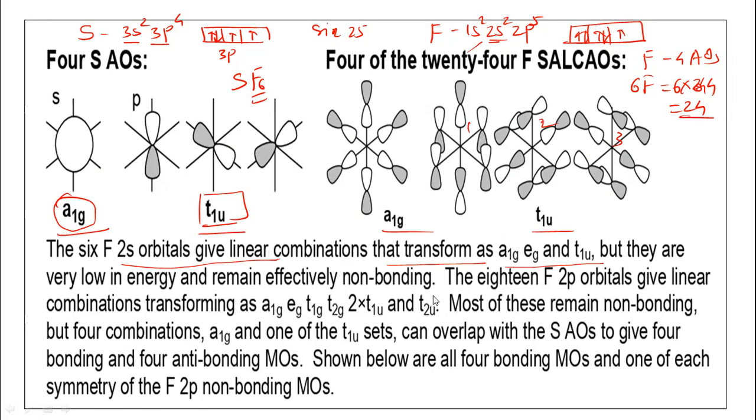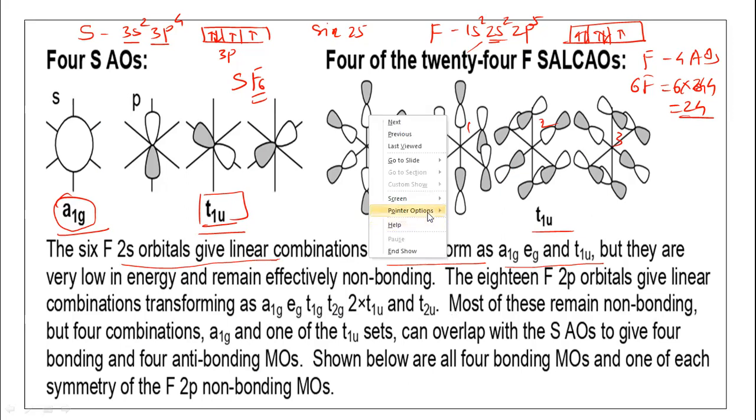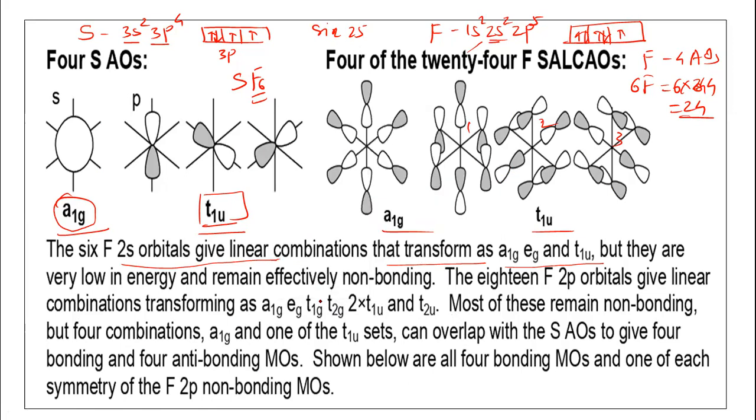Remember these orbitals. How many orbitals are formed here? In an objective type question, such a question will be asked. The 18 fluorine 2p orbitals give linear combination, transforming as group orbitals. So you should know these orbitals. A1G first, EG second, T1G third, T2G fourth. This is 2 times T1U and T2U. Count this, 18 orbitals are there.